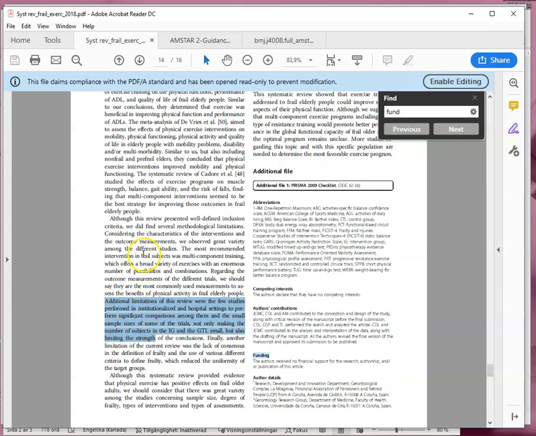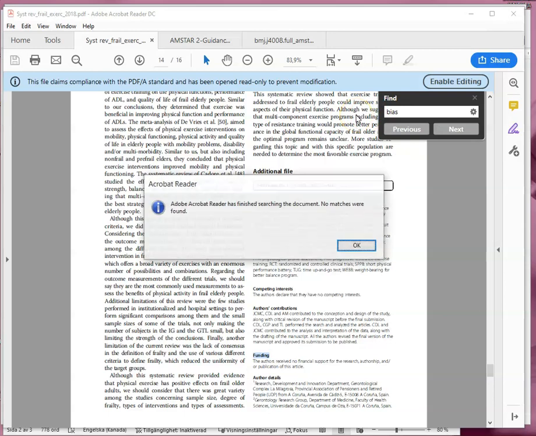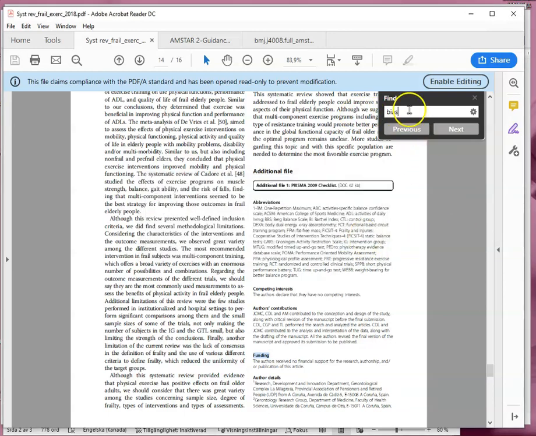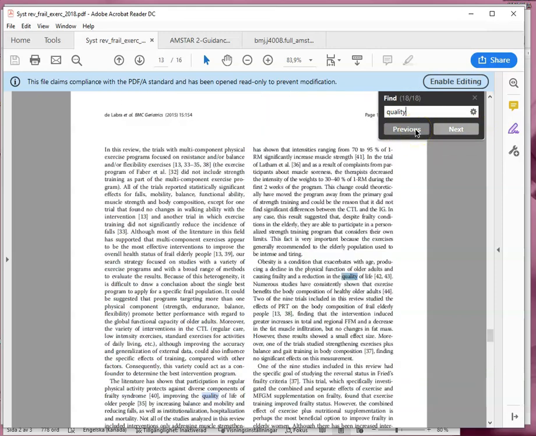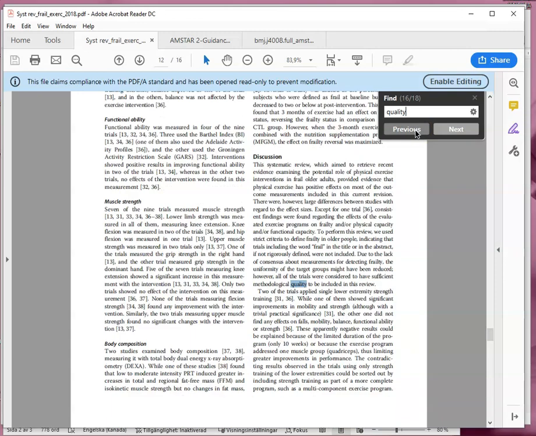Oh, they don't talk about risk of bias. Let's check one more time the word bias. No, there's nothing about quality. We have 18 hits. Quality of life. Let's go back. Quality of life. Discussion here: however, all of the trials were considered to have sufficient methodological quality to be included. Okay, so here they talk about this.